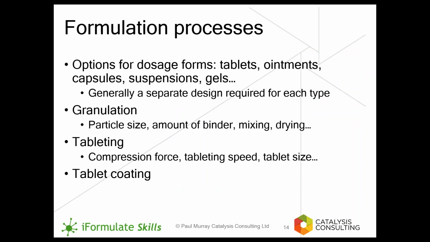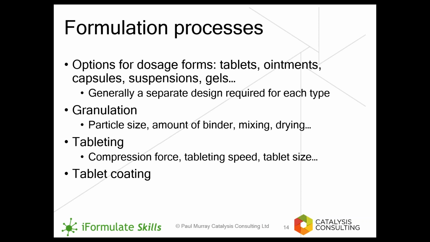So for a formulation process, the options for the dosing form are a tablet, an ointment, a capsule, a suspension, a gel. If we wanted to look at more than one of these, we would probably have to look at this with a separate design for each one, because each of these different formulations may well have different needs with different materials being used in there.